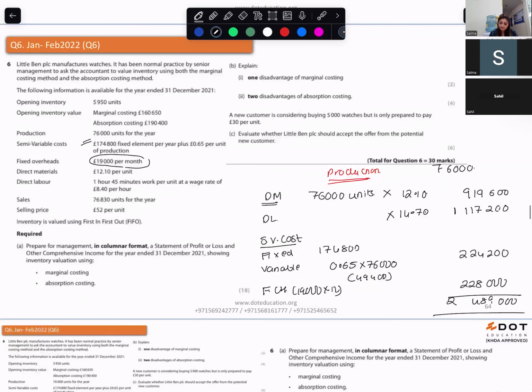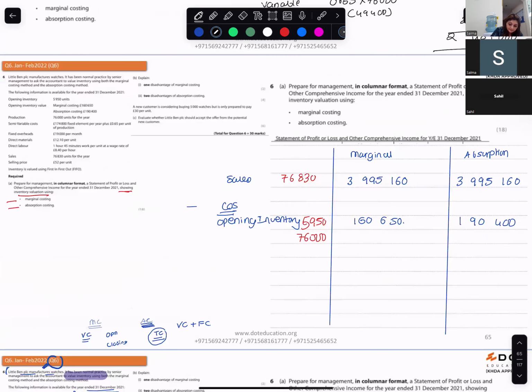Okay. So opening inventory, production cost. Production cost would remain the same.